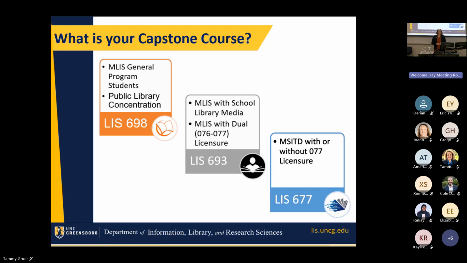If you're going through the program general or public concentration, that course is going to be list 698. If you're school media, that final course is going to be 693. If you're MSITD, that final course will be 677. Do not fear the capstone.